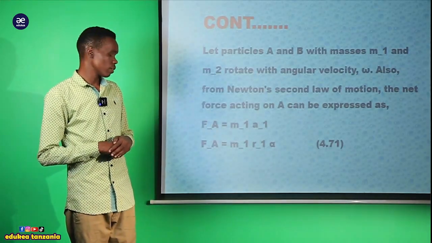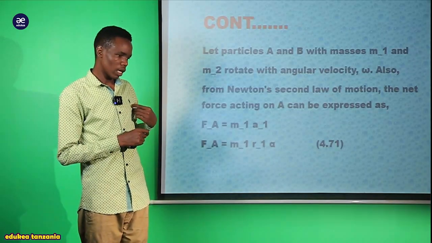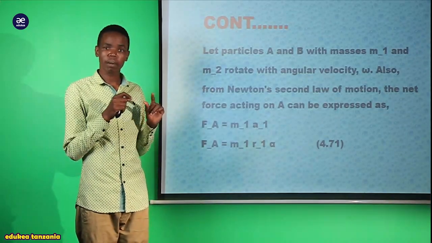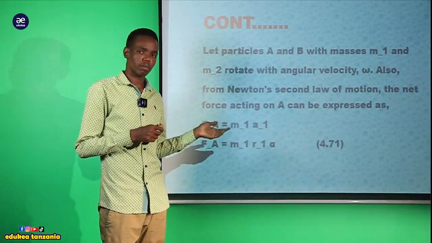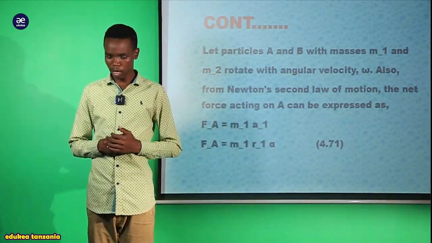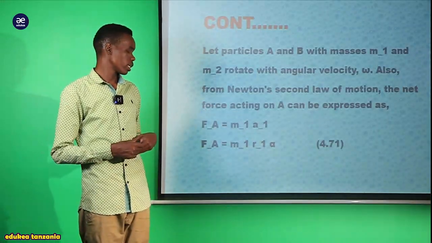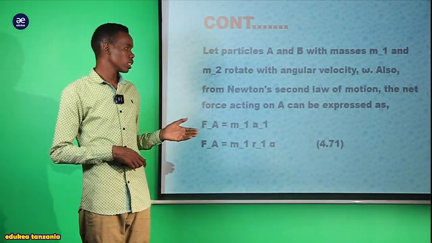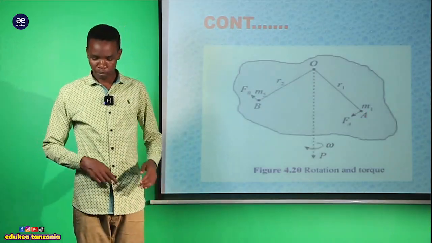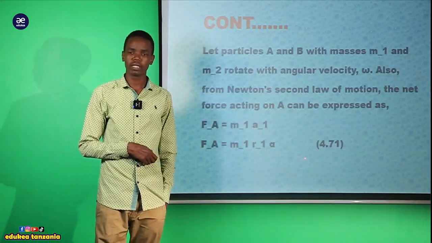We try to see that if we recall Newton's second law, which says that the force applied must be in direct proportion to the product of mass and acceleration. It means mass 1 times acceleration 1. If we recall Newton's second law, we should say that the force acting on point A must be equal to m1 times a1.